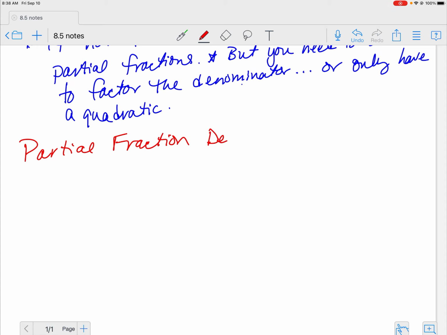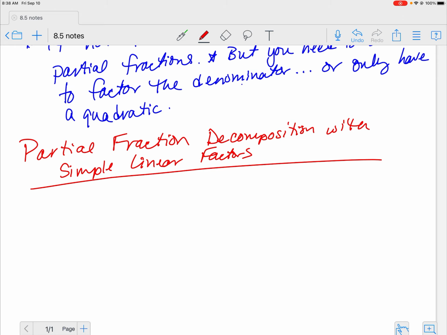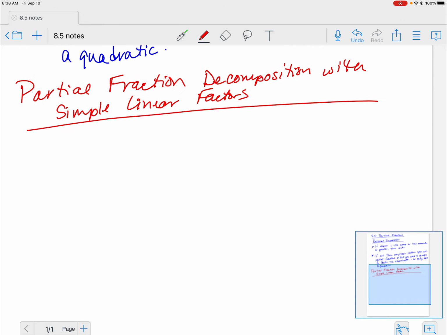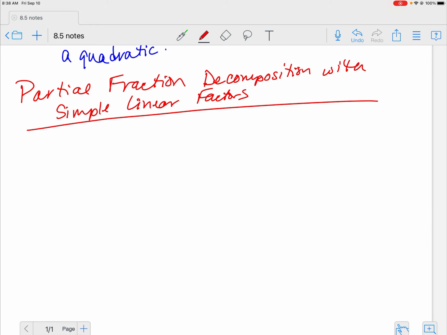So partial fractions. Partial fraction decomposition with simple linear factors. This is that factoring part. So if I just have simple linear factors, this is how I do it. This is an algebraic deal. It's in college algebra textbooks, but it's not one we typically do. So that's why we're talking about it now. So we're going to suppose that f of x is equal to p of x over q of x, right? So I just have this rational expression where I have a function divided by a function, all right?